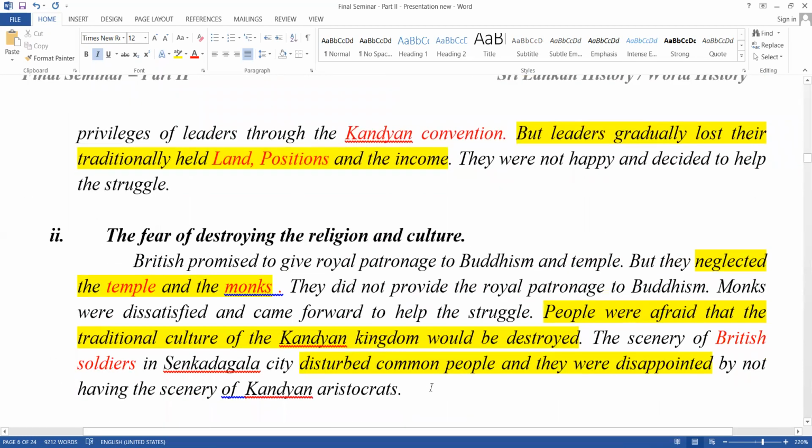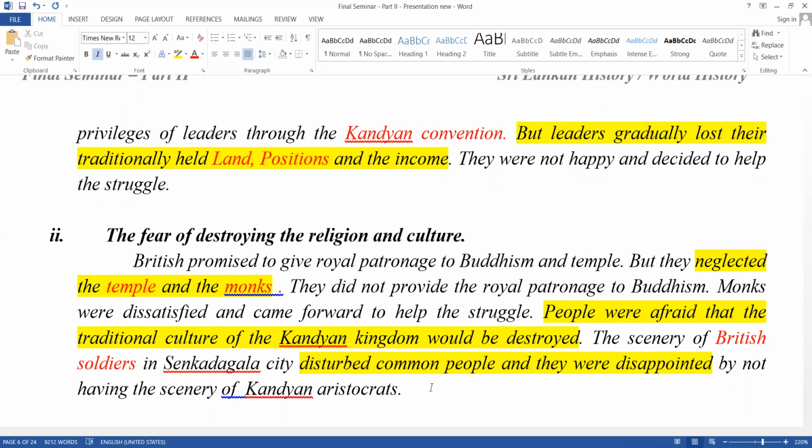At the fear of destroying the religion and culture, British promised to give royal patronage to Buddhism and temples, but they did not do that. They neglected the temples and monks. And even people were afraid that the traditional culture of the Kandyan kingdom would be destroyed in the hands of British.